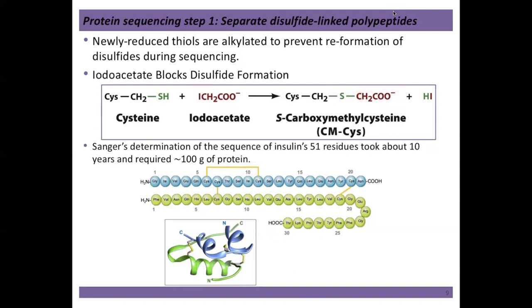And that's going to be a unique amino acid residue now, and so you'll be able to identify it later. So anyway, sulfurs are very reactive. So what we've got to do again is get rid of the disulfide and then modify them. Down here at the bottom is a picture of insulin. It was one of the first to be sequenced, only 51 residues, and took about 10 years and 100 grams of protein. One of the first steps was to break those disulfides and modify them so that they didn't form again. Okay, so that's step one: break the disulfides and modify them so they don't reform.